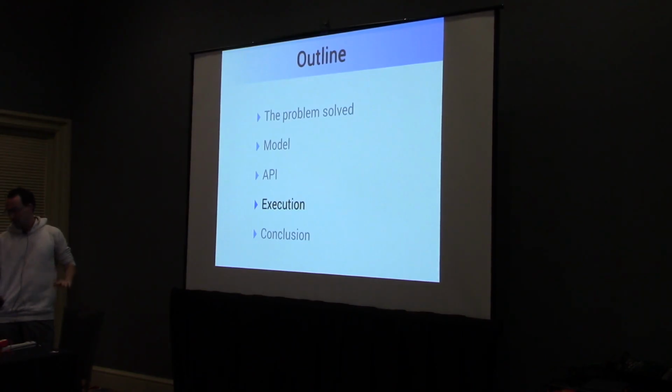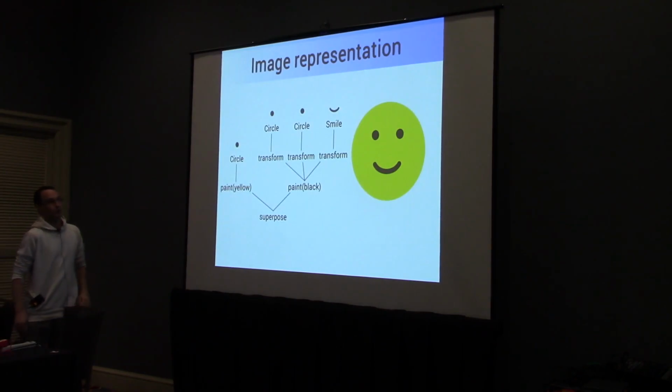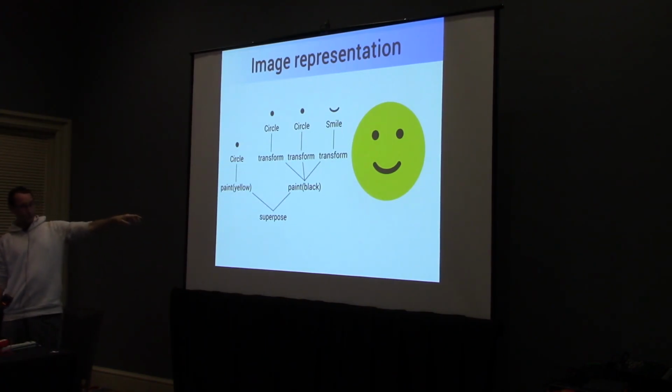And now let's look at the execution model. So to describe the smiley that is on the right, we build a tree which roughly looks like this. So the root node will superpose a few different images. First, we want to paint a big circle in yellow and a few other features in black. So we have 2 small circles and a smile.